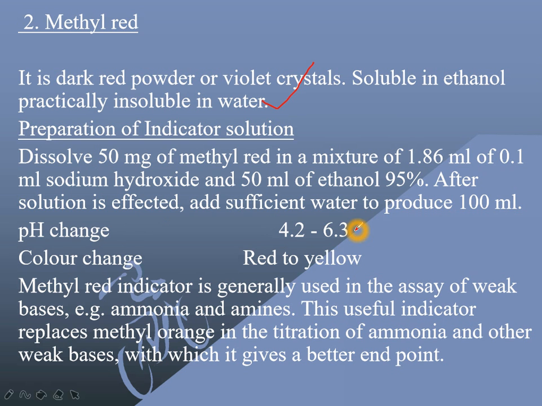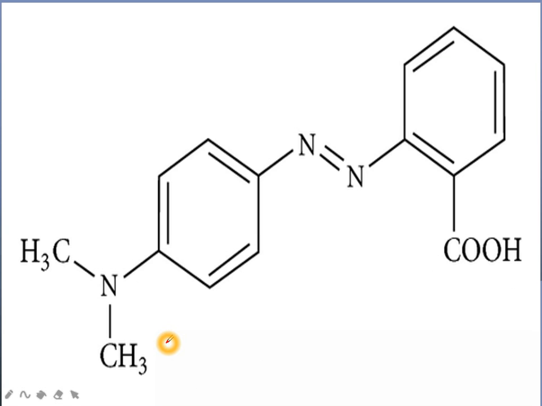The pH range of this solution will be 4.2 to 6.3 and the color change will be from red to yellow. The methyl red indicator is generally used in the assay of weak bases, for example bases like ammonia and amines. This indicator is also useful for replacing methyl orange in the titration of ammonia and other weak bases, with which it gives a better endpoint. And this is the structure of the methyl red.